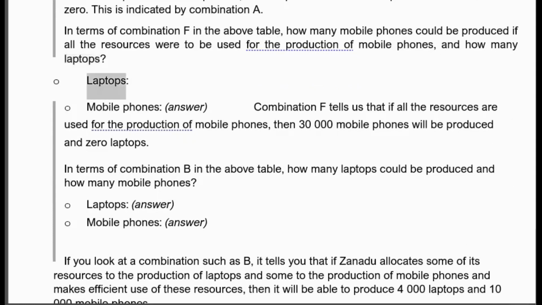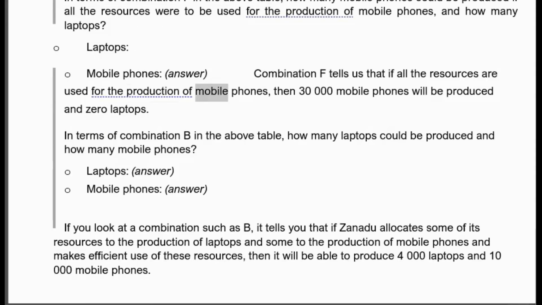Laptops. Mobile phones. Answer. Combination F tells us that if all the resources are used for the production of mobile phones, then 30,000 mobile phones will be produced and 0 laptops.